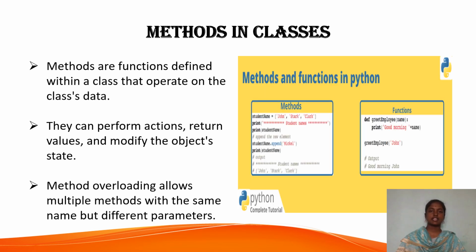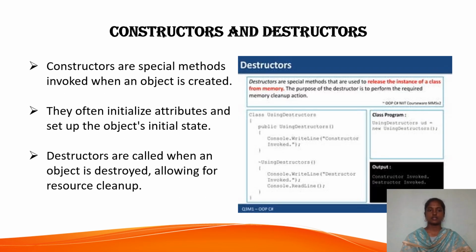Coming to the methods in classes. Methods are functions defined within a class that operate on the class's data. They can perform actions, return values, and modify the object's state. Method overloading allows multiple methods with the same name but different parameters. Here I also provided the diagram related to methods and functions in Python. We can also link this to Python so that we can understand it better. Methods and functions.